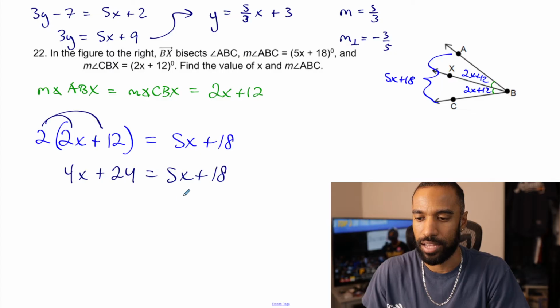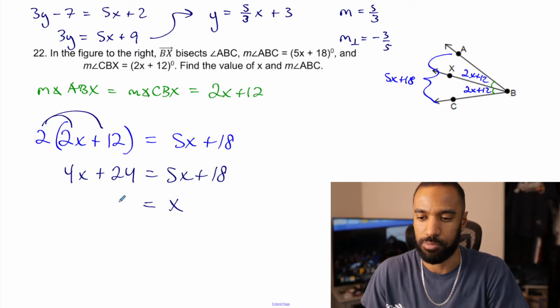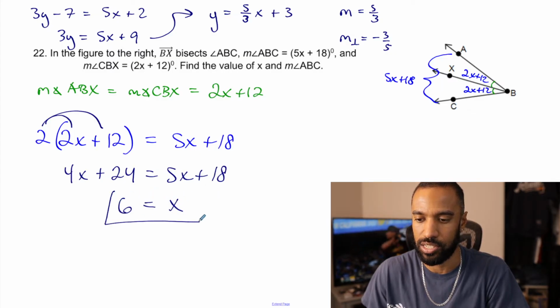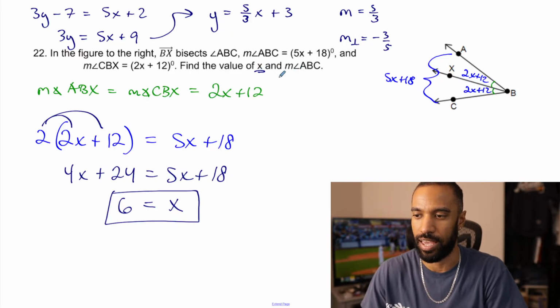If I subtract 4x from both sides, I get x. If I subtract 18 from both sides, I get 6. That's one part of my answer: find the value of x.